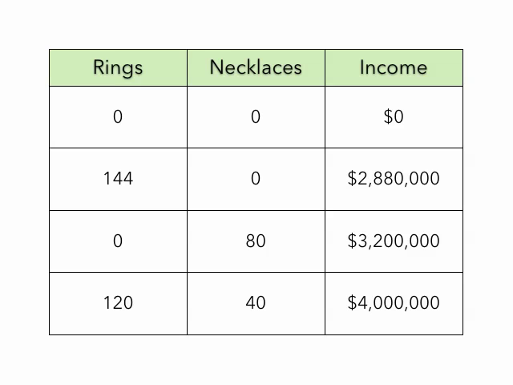Putting it all together in a table, we can see that the best strategy for the jeweler is to make 120 rings and 40 necklaces, coming up with a revenue of $4 million. And it's not a coincidence that that is the solution that lets the jeweler use up all the gold and all the diamonds at the same time and not have any supplies left over. If you think about it, it does make sense that that would be the best solution.